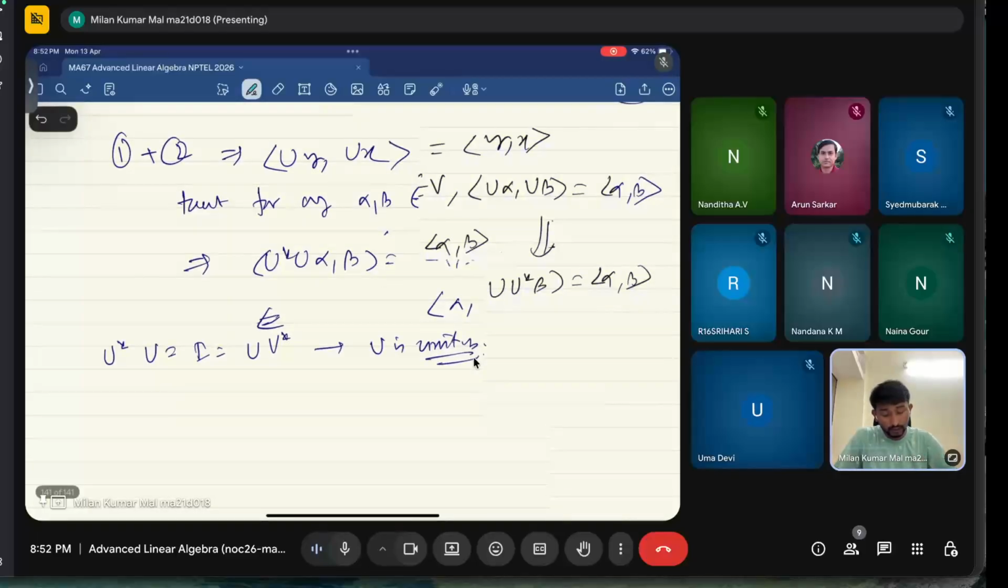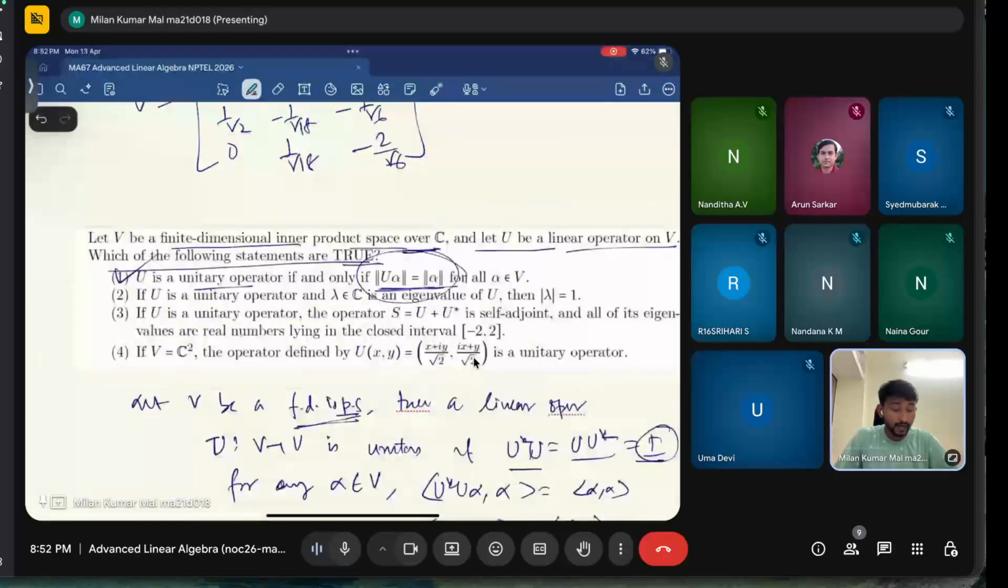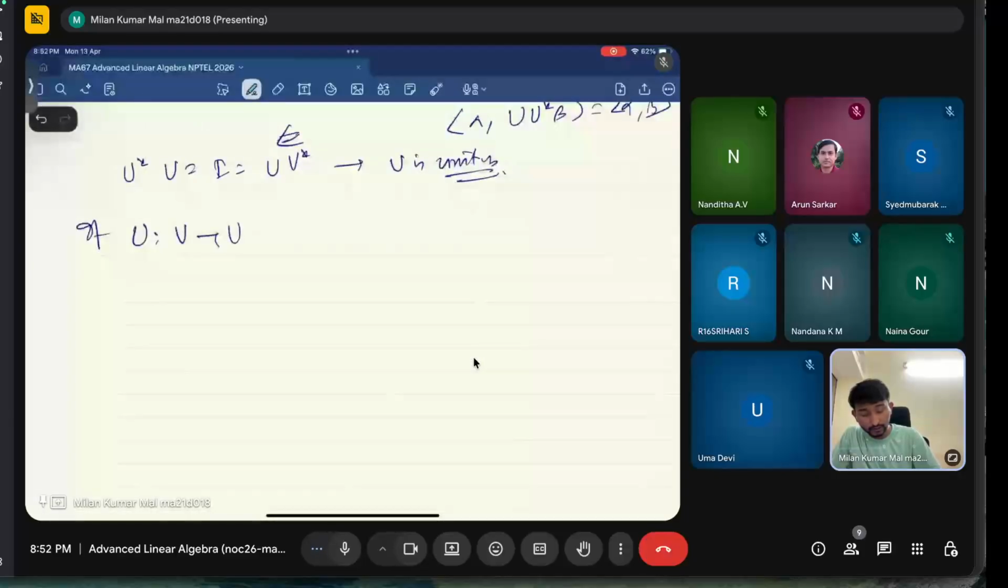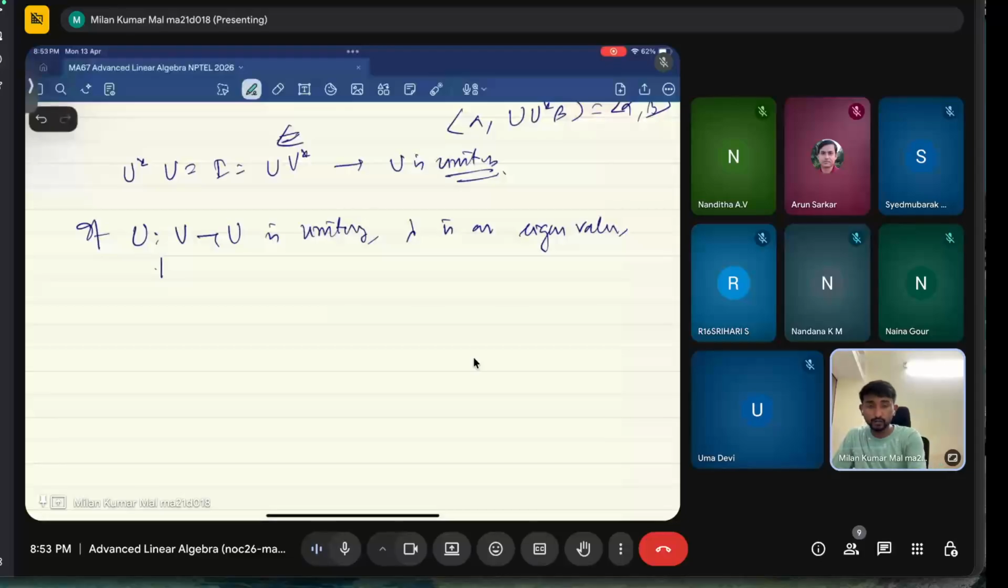Now let's get to the second option. If u is a unitary operator and lambda is an eigenvalue of u, then mod of lambda is equals to 1. These are all standard things. If u from the vector space V to V is unitary, lambda is an eigenvalue, then mod of lambda equals to 1. This is what I have to prove.